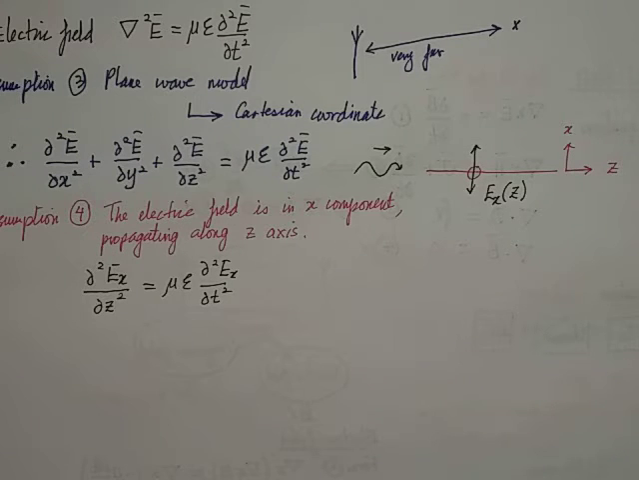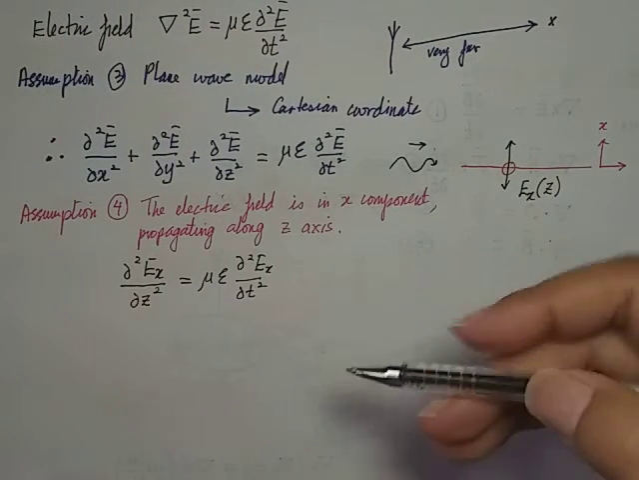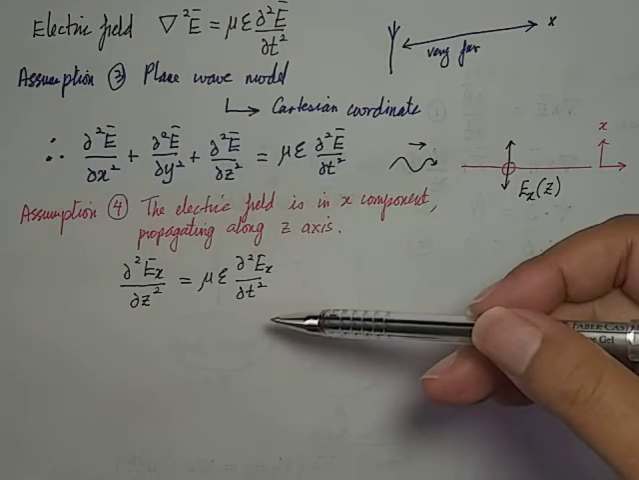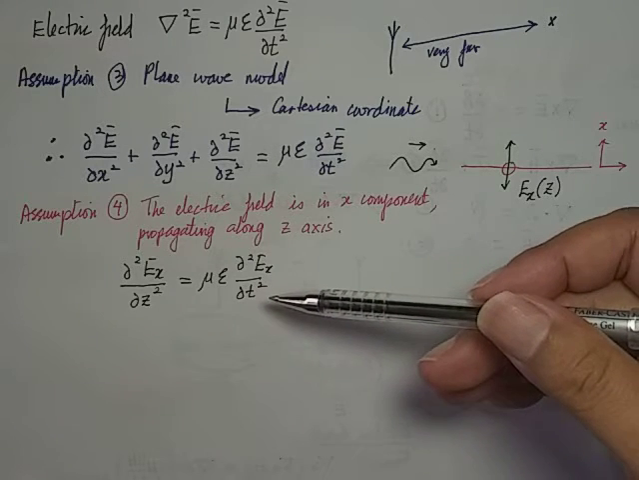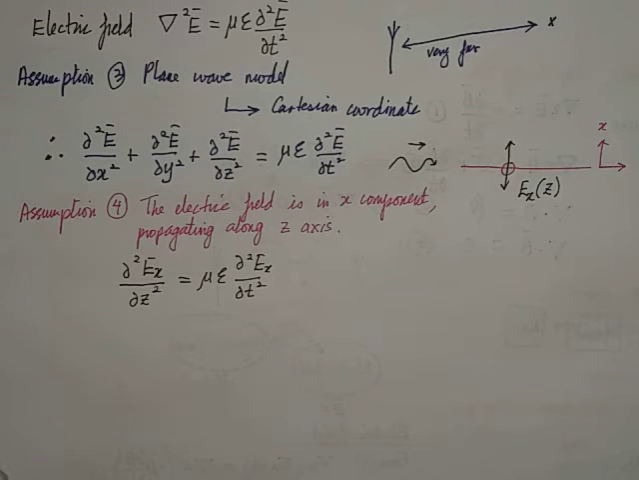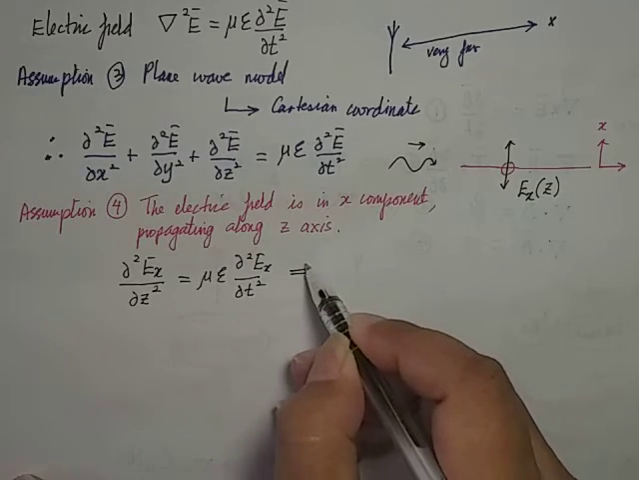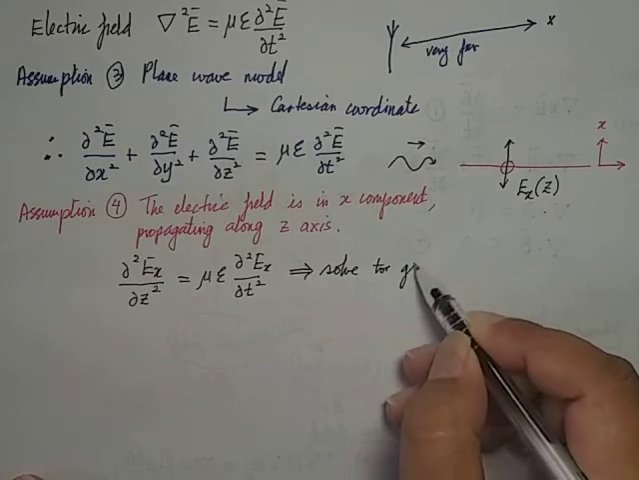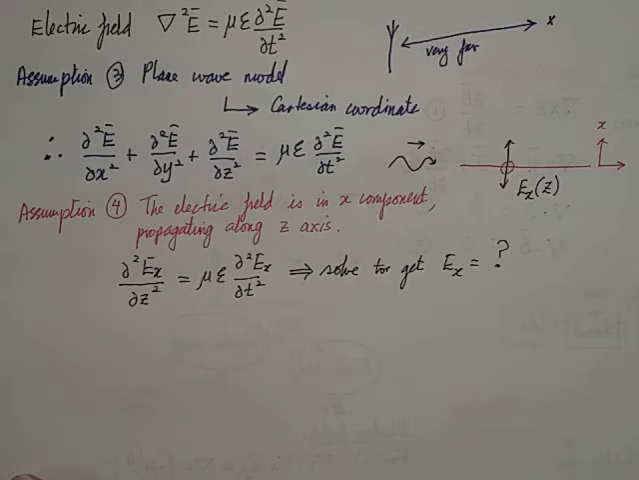Okay, so alhamdulillah we are able to simplify our wave equation utilizing a plane wave, which is using Cartesian coordinates. We know that E is an x component propagating in the z-axis. So what we have to do now is solve this problem. We need to solve this to get the solution. Ex equal to what? That's what we need to do next.